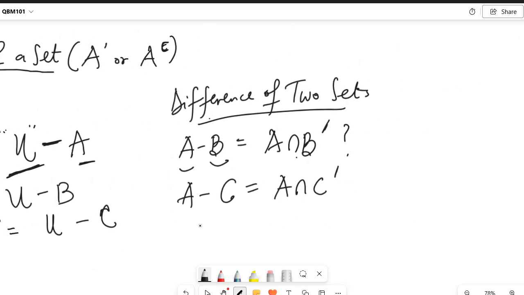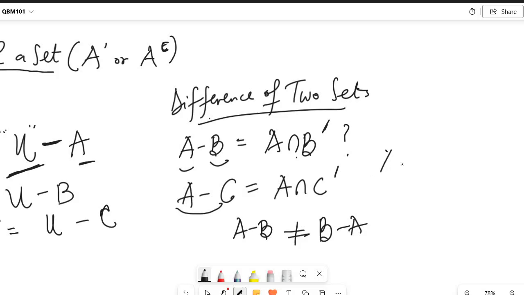So from that idea, you understand what the difference of two sets means. If I have two sets A and B, their difference is simply the element in one that is not found in the other. Now you must take note of something. The difference of two sets is not commutative. So A minus B is not equal to B minus A, and the reason is because of their elements.